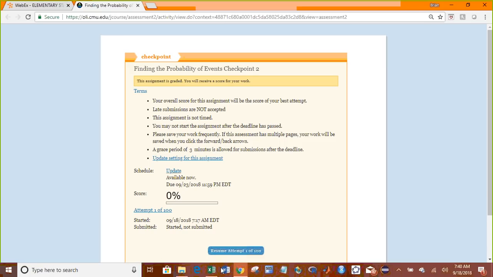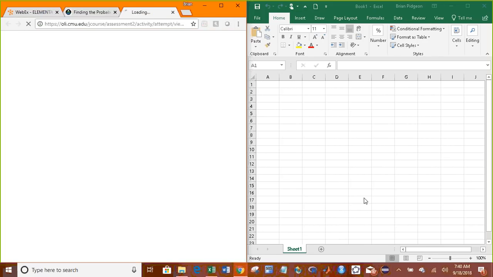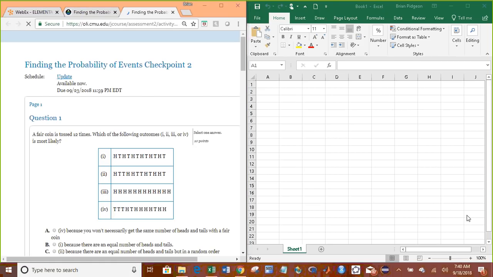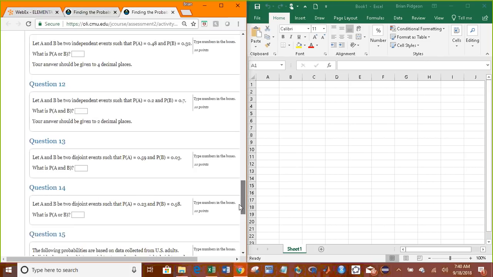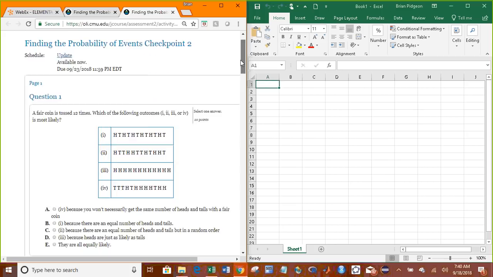Hey guys, so based on some questions that you guys have had over this checkpoint, I thought it might be helpful for me to do a video showing how to do finding probability of events checkpoint number 2. It shouldn't take too long. It's only 16 questions, and some of them are fairly straightforward. So we can just get started with it.